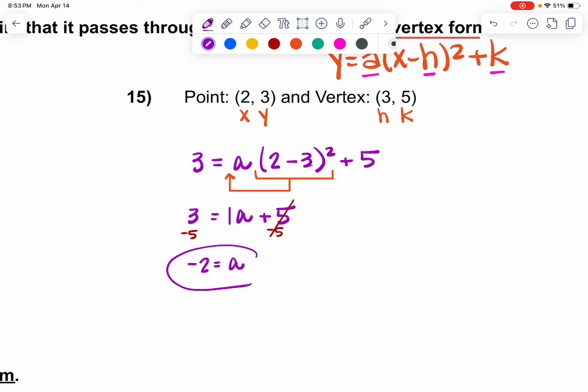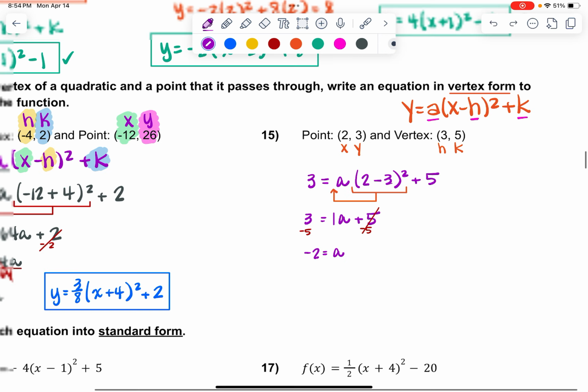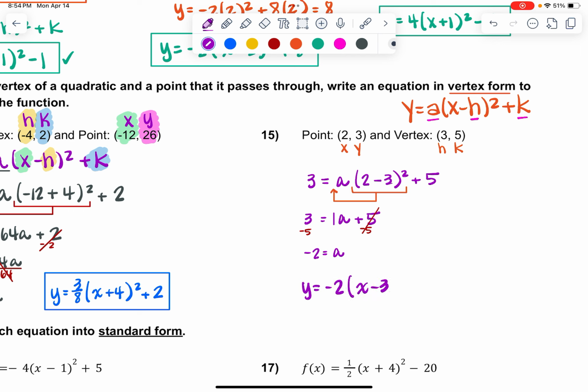So we're just going to take the a, and we're going to take the h and k, and we're going to write the vertex form. So y equals negative 2(x minus 3) squared plus 5. And that is our vertex form.